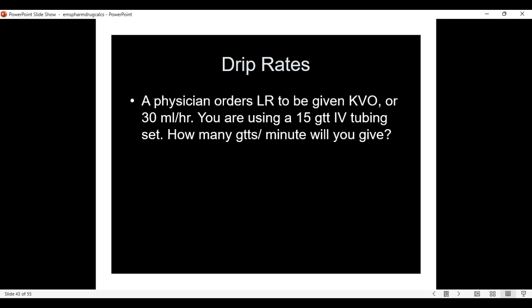You got an order for LR to be given KVO at 30 ml an hour. You're using 15 drops. How many drops a minute? So let's figure this out together. You're going to take your 30 ml, that's your order, times 15, divide by 60, right? 30 times 15 is 450, and divide that by 60, should give us about 7.5 or 8 drops. So we're going to round up, so it's going to be 8 drops a minute.